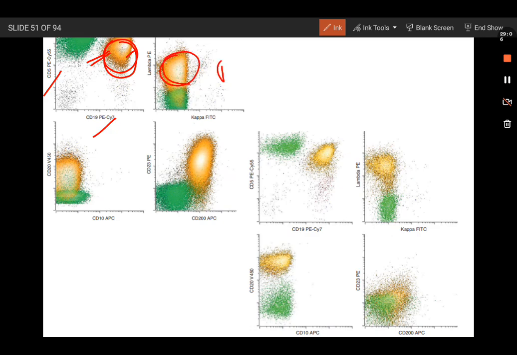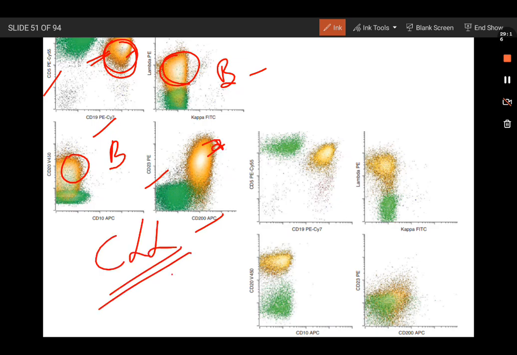So that means it is a B cell neoplasm. Again, CD20, that means it is a B cell. But again, CD23 and CD200 are both positive, so it is CLL. Then again, CD5 and CD19 are both positive. We don't know whether it is B cell or T cell, but we have lambda chain restriction, so it is established it is B cell.